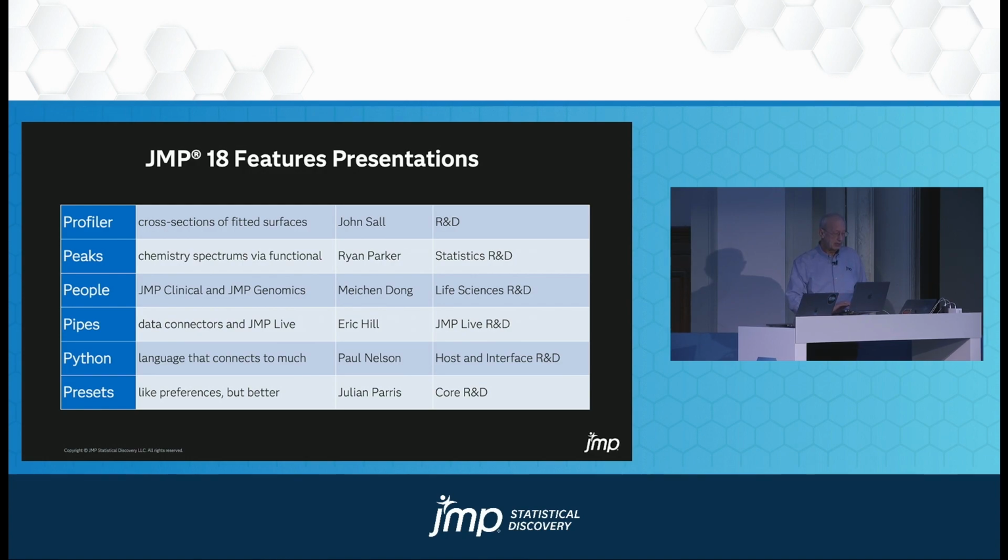Ryan Parker's going to talk about peaks, especially of interest to chemists and functional data analysis explorers. Mei Shen is going to talk about Jump Clinical and Jump Genomics. That's the people. Eric Hill is going to talk about pipes, that is data connectors and Jump Live. Paul Nelson's going to talk about Python, the language that connects to much of the world. And Julian Parris about presets, which is a little like preferences, but much better.